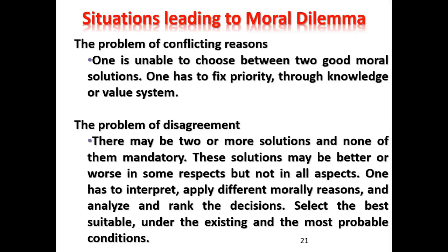The third one is the problem of disagreement. There may be two or more solutions and none of them mandatory. These solutions may be better or worse in some respects, but not in all aspects. One has to interpret it, apply different moral reasons, analyze and rank the decisions, and select the best suitable one under the existing and the most probable conditions. So these three are the types of complexities which give rise to moral dilemma: vagueness, conflicting reasons, and disagreement.